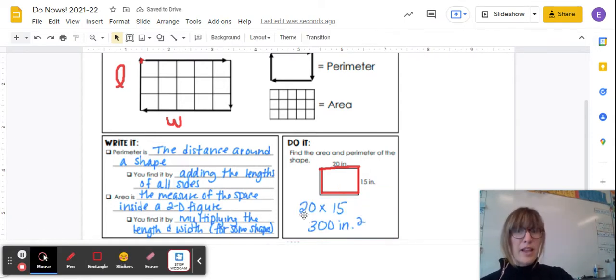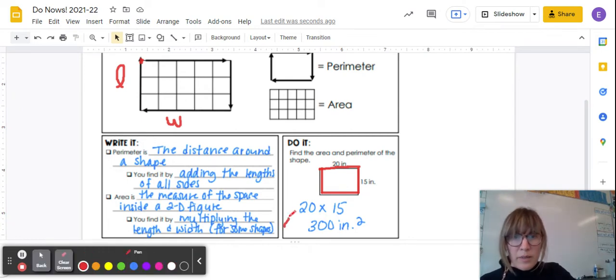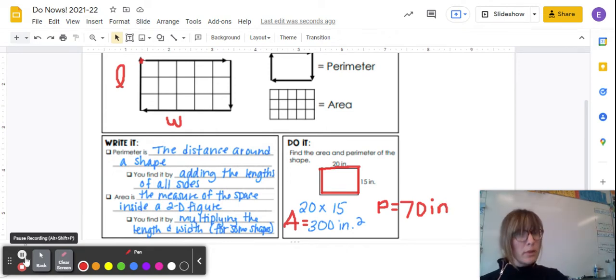And here we have 20 by 15 is going to get us the area. So we could even make this more specific by saying A equals, for area, equals 300 inches squared. It's squared because you have multiplied two dimensions together in order to get the area, a length and a width. The perimeter is 20 plus 20 plus 15 plus 15. So you have 40, 50, 60, 70 inches. Okay, area and perimeter.